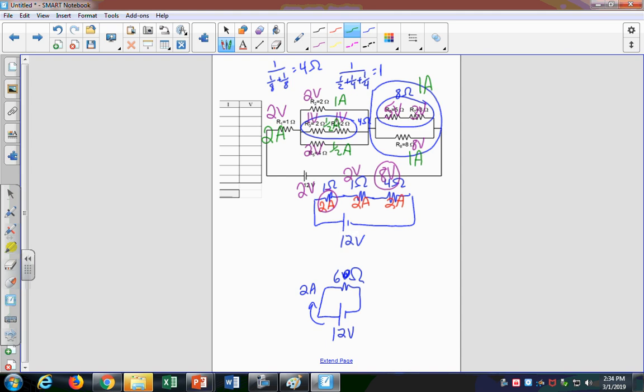Okay? That one, I don't know if I'd give you that many resistors, but the level of difficulty is similar to what I would expect for the exam.